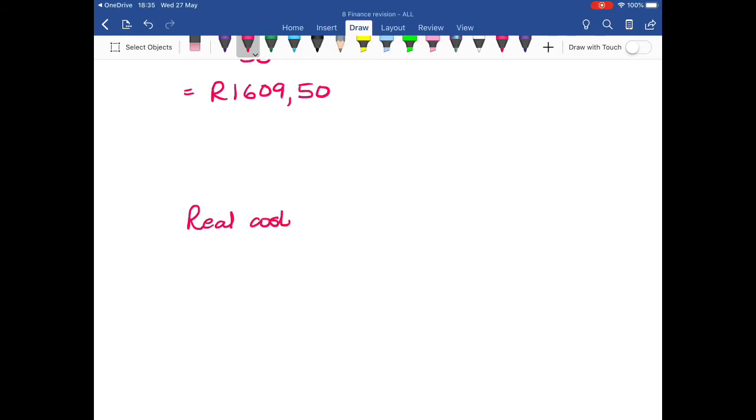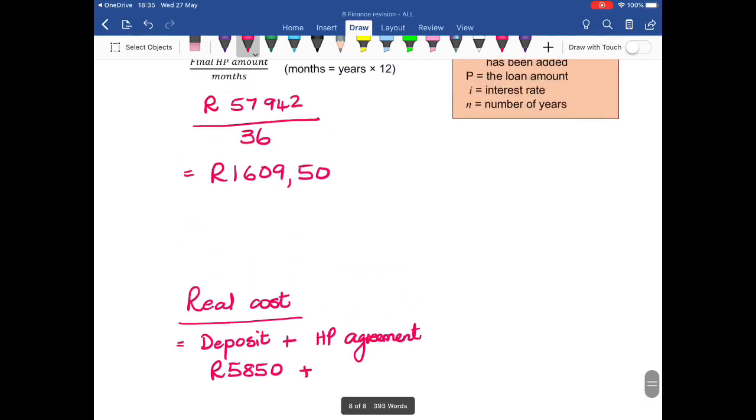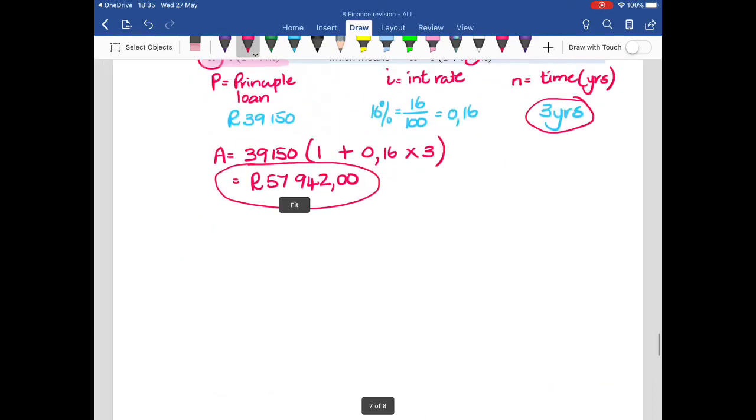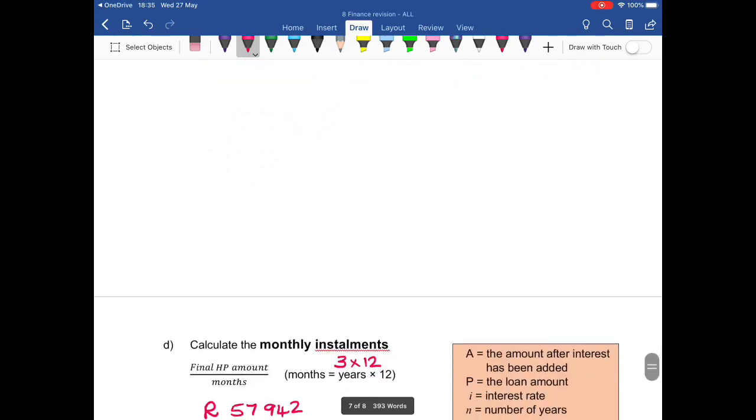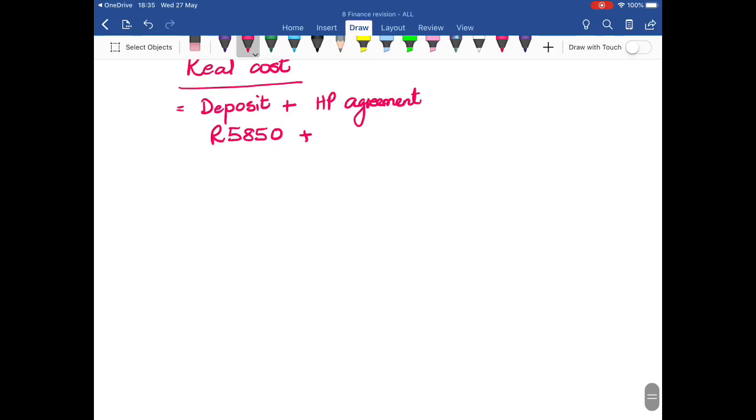The other thing that they often talk about is the real cost of that item. Okay, the real cost of the loan or the real cost of the item that was bought. So in other words, what did you take out of your pocket? Well, you paid the deposit plus the HP agreement amount. Sometimes they had admin fees. So what was our deposit? The deposit was 5,850. My HP agreement, when I did this whole calculation here, came to 57,942, which is nearly 58,000.